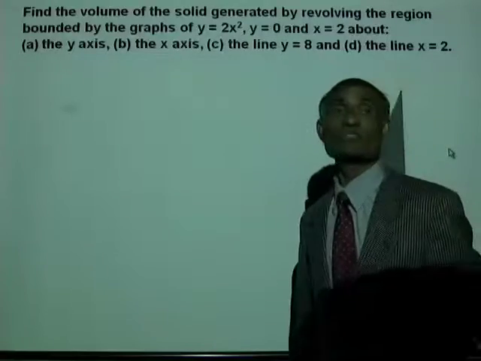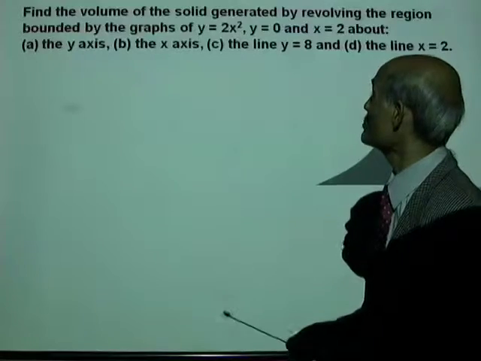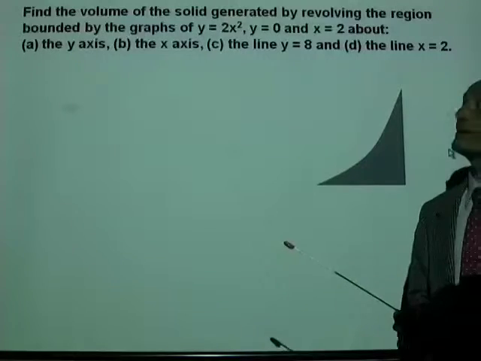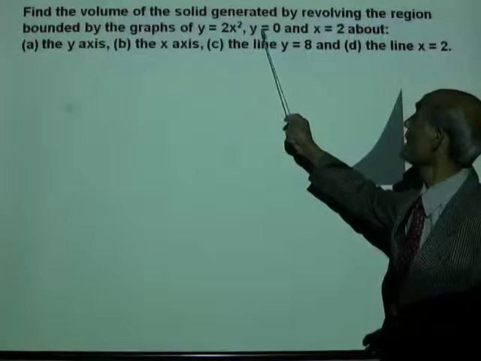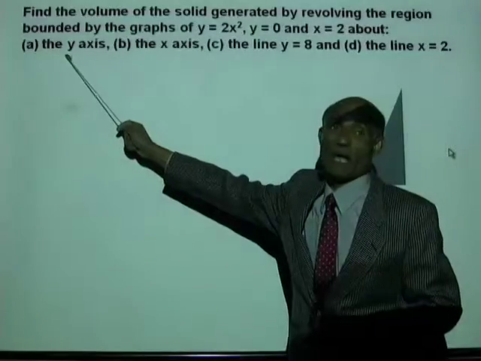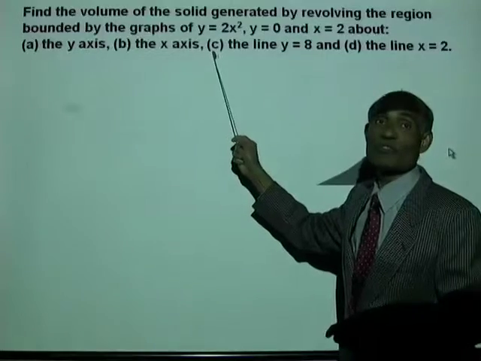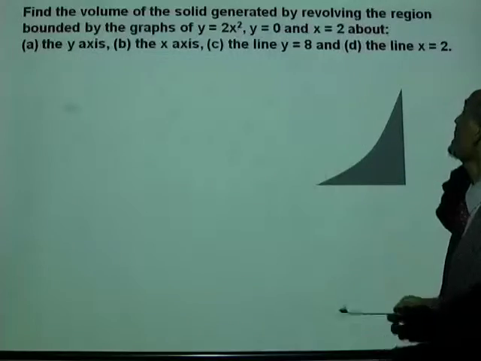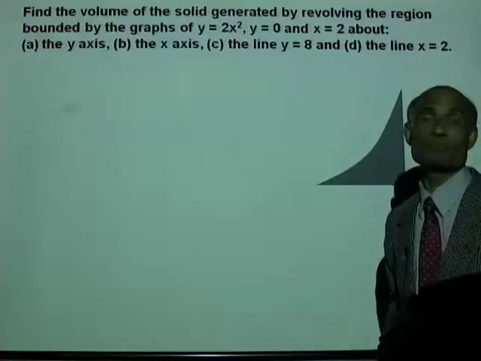Alright, now let's do another one. Find the volume of the solid generated by revolving the area bounded by the graphs of y equal to 2x squared, y equal to 0, and x equal to 2. A about the y-axis, B about the x-axis, and C about the line y equal to 8, and finally D about the line x equal to 2. So there are 4 parts for this problem.